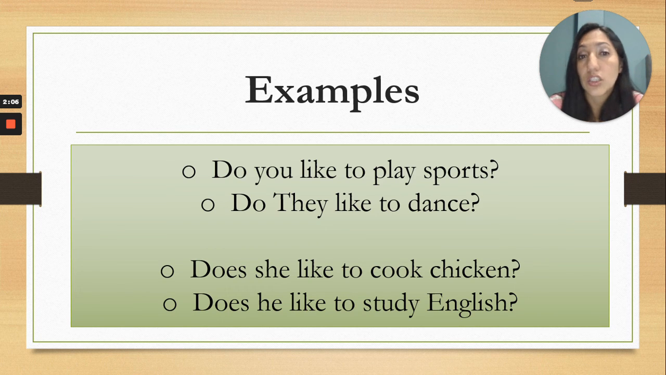Example. Do you like to play sports? Another example. Do they like to dance? With third person, the question changes in the part of the auxiliary, okay? Does she like to cook chicken? Does he like to study English? Then you can see the auxiliaries do and does are in the first position, initially in the question, okay?